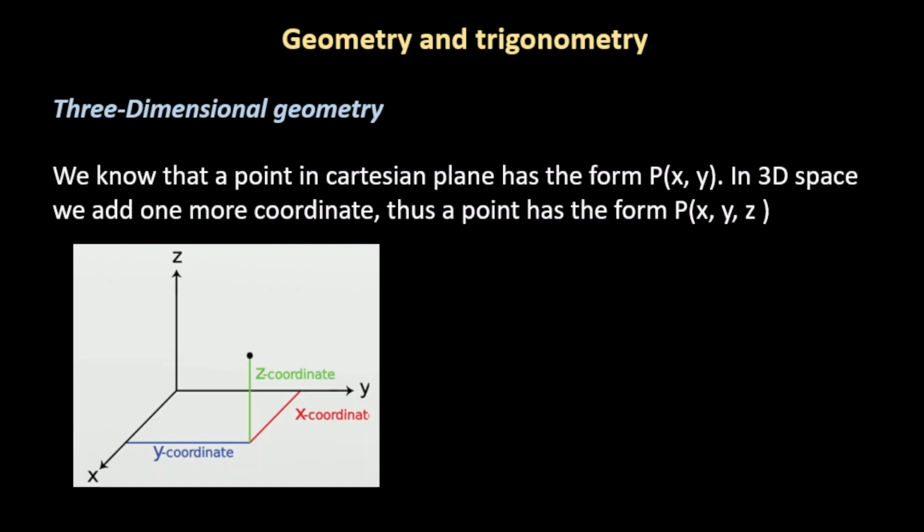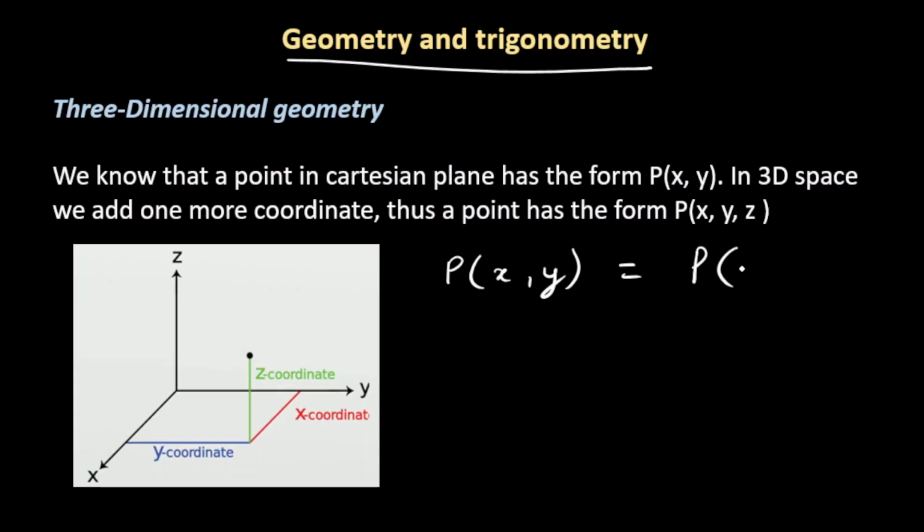Hello everyone. In this video, we are going to start a new topic, geometry and trigonometry. We know in a Cartesian plane, the point has the form P(x, y). So if we have to write, only two coordinates are there, x and y. So it can be written in this way.